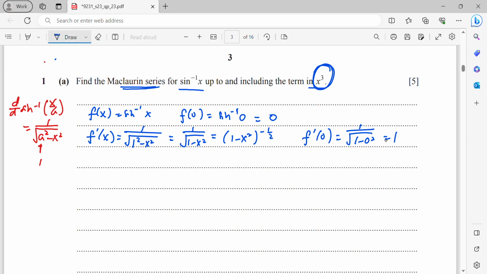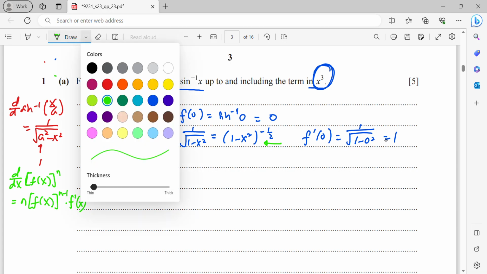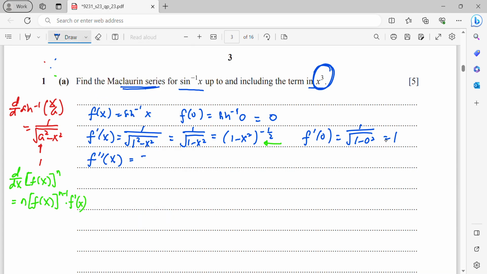Now, the next differentiation, f double prime x, will be based on the latest form of the differentiation, which is this. Alright, so now we have another formula. When you need to differentiate f(x) to the power of n, it will be n, then f(x) to the power of n minus 1 times f prime x. So from here, I will bring down the negative half, then remain the bracket. The power instead of minus half, now again you have to minus 1. Therefore, it becomes negative 3 over 2. And now when you differentiate the brackets, it will be negative 2x.